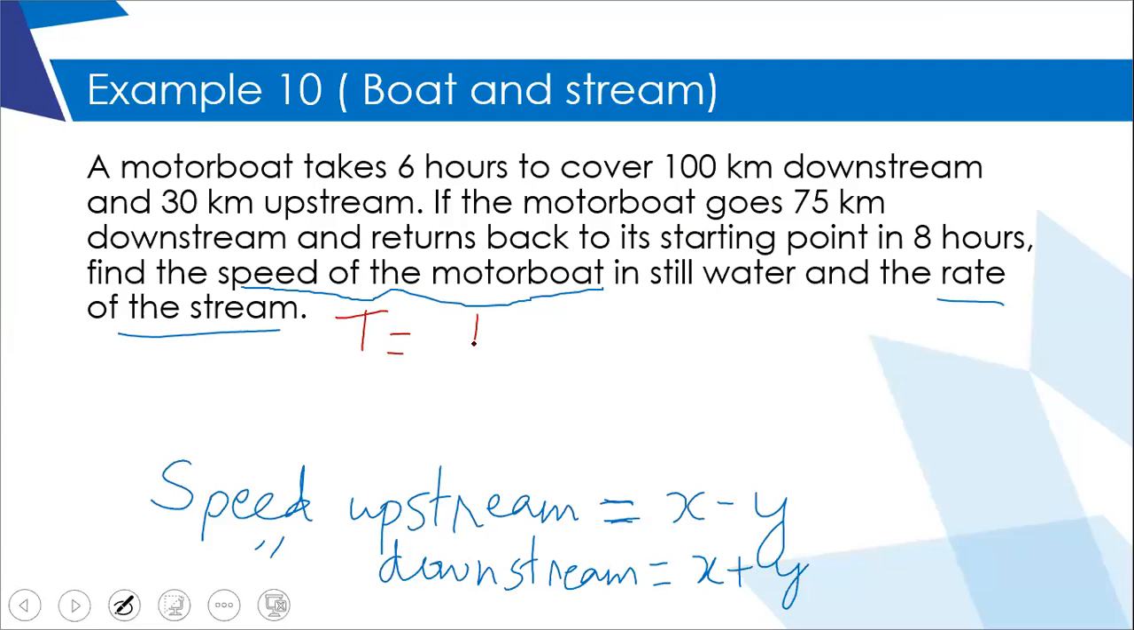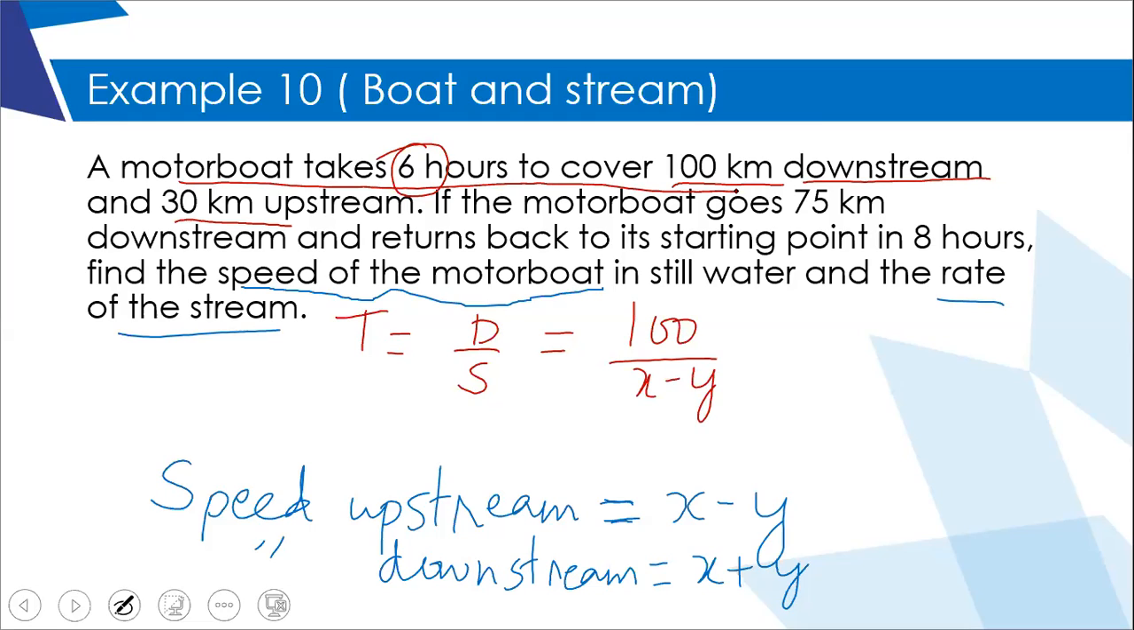We know time is equal to distance upon speed, isn't it? So the time taken to cover 100 kilometers downstream and 30 kilometers upstream was 6 hours. So I am going to find out the time. 100 upon, this is downstream. So this is for the first sentence. I have not moved to the second one. In the first sentence, 100 kilometers was my downstream flow.